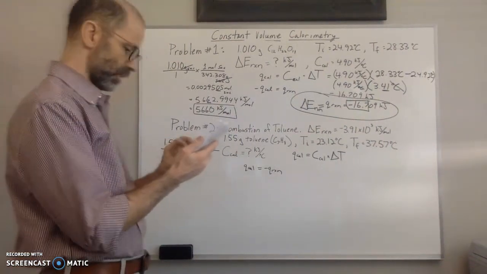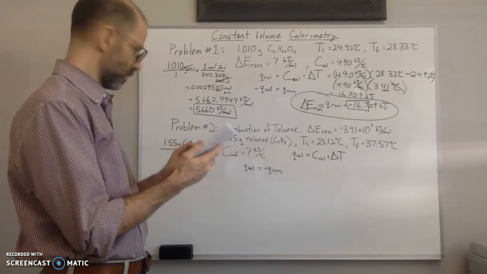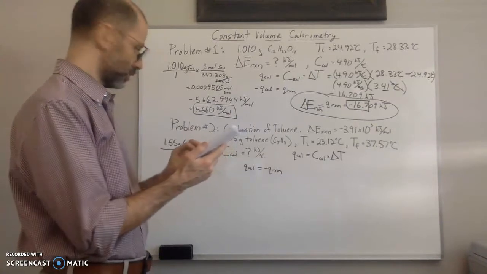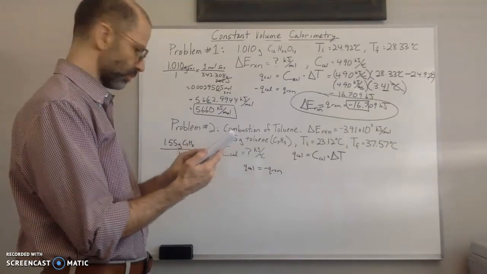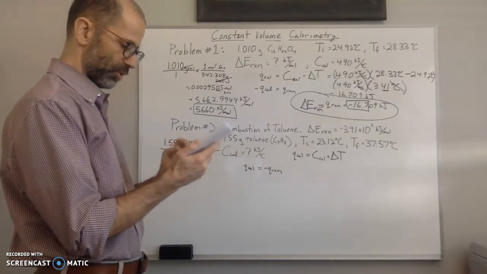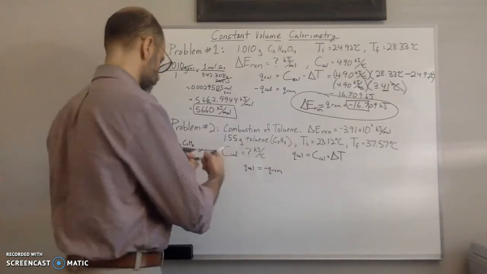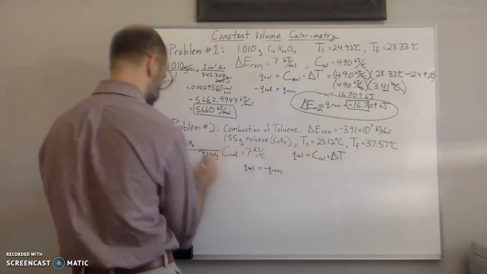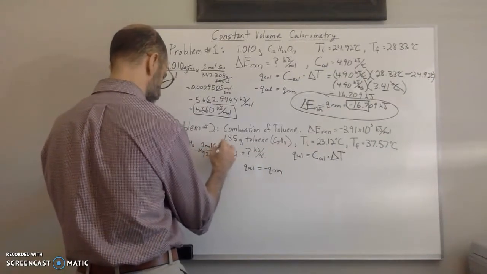we're going to calculate the molar mass. That's going to be 12.011 times 7, and then we're going to add to that 8 times 1.008 equals, and so we get 92.141 grams of the toluene over 1 mole of the toluene, C7H8.